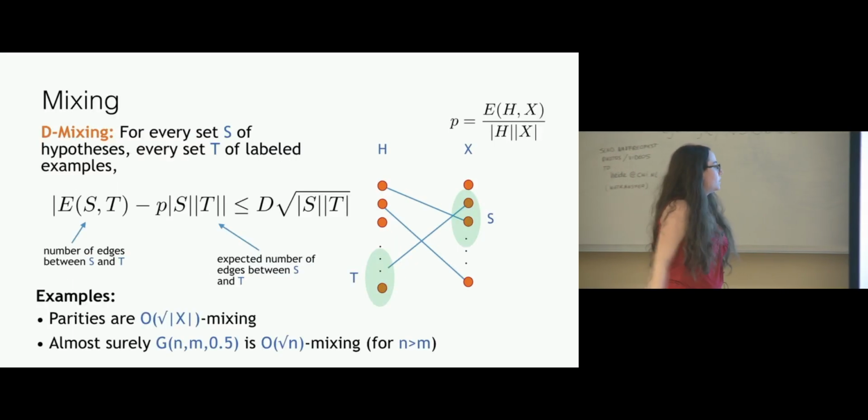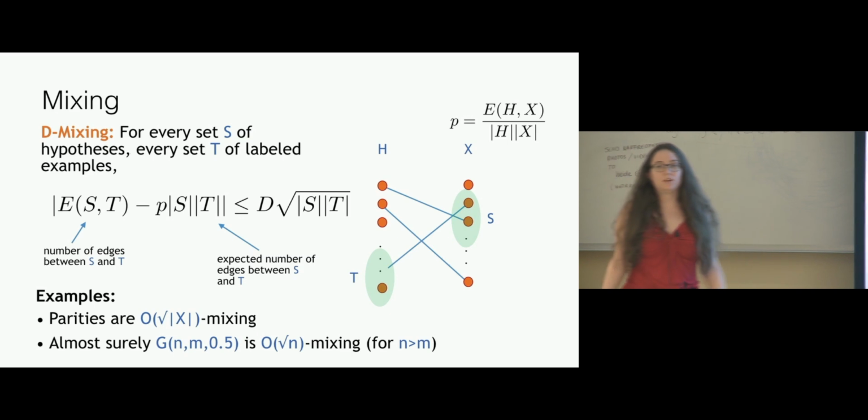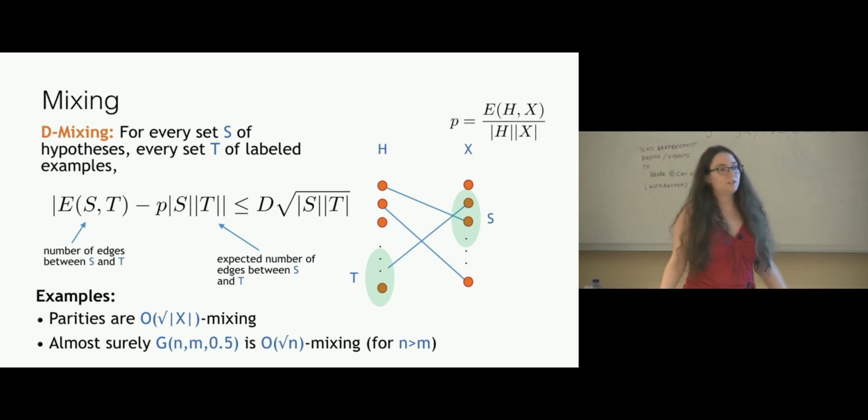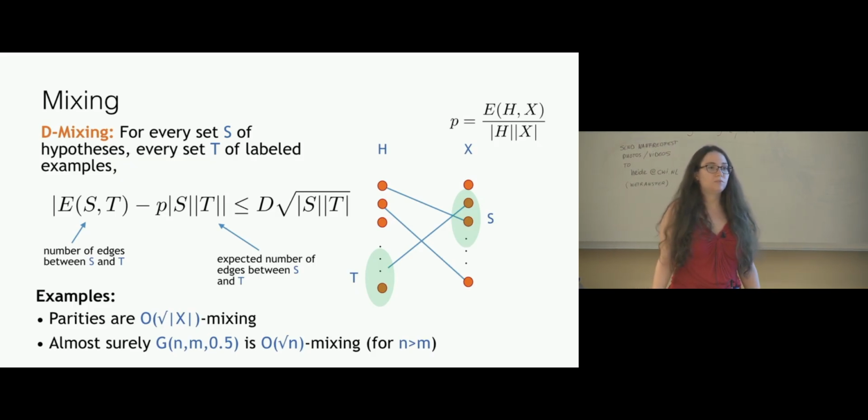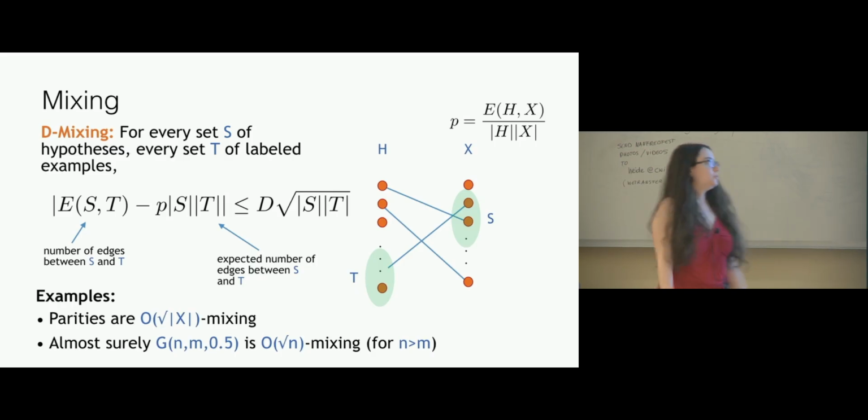Okay, so first, parity is square x mixing, which means it's very close to being mixing. If you take a random bipartite graph, it's also going to be close to mixing. This is known in random graph theory and easily proved using Chernoff and union bound.